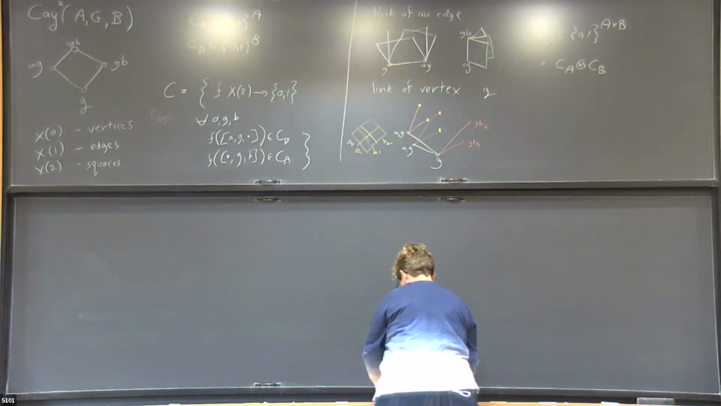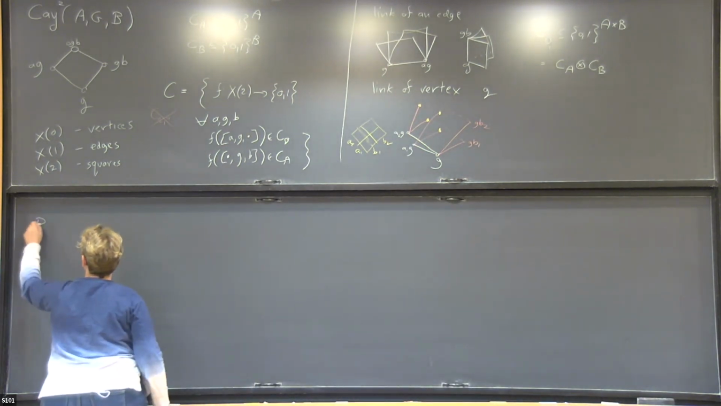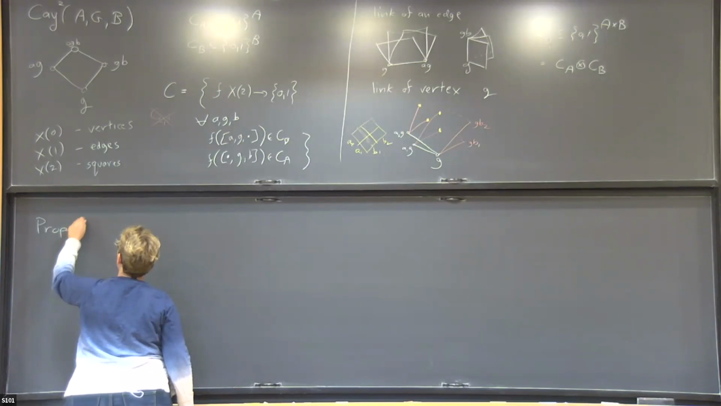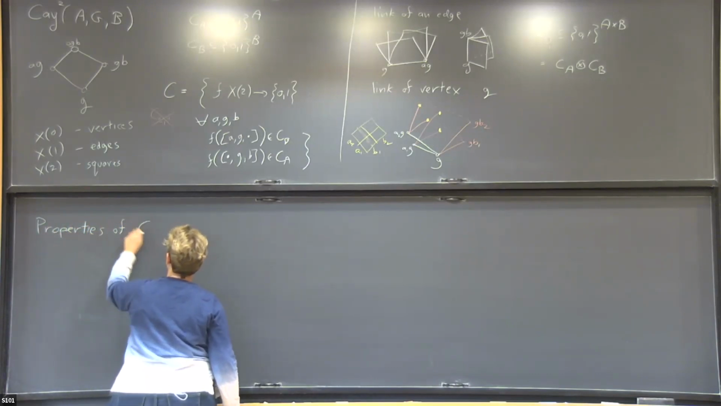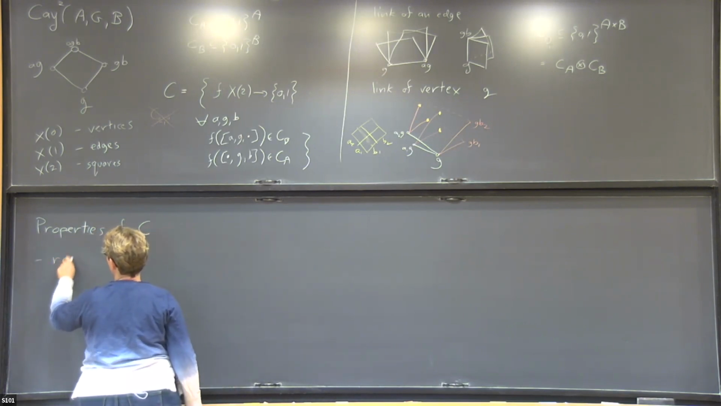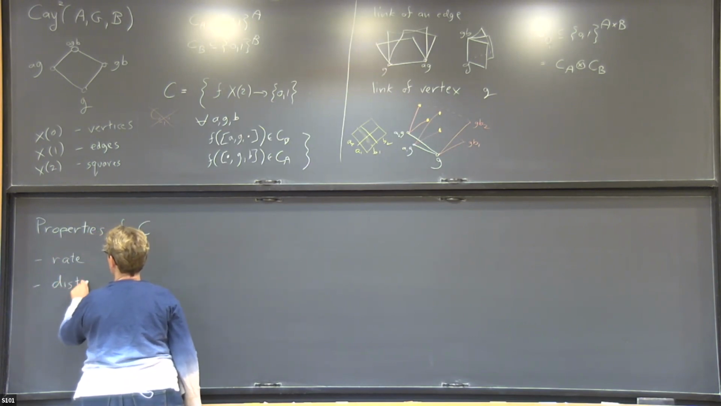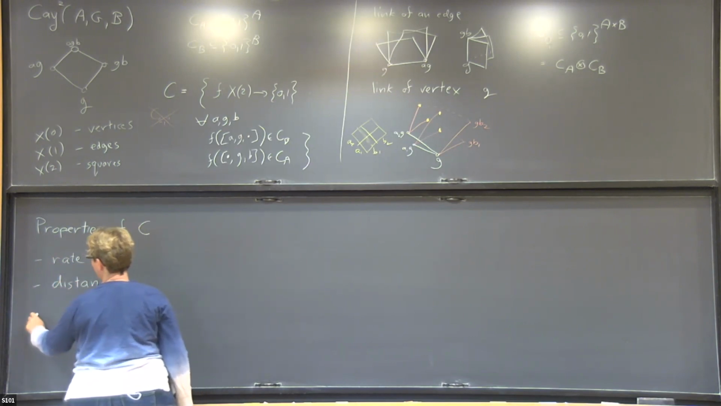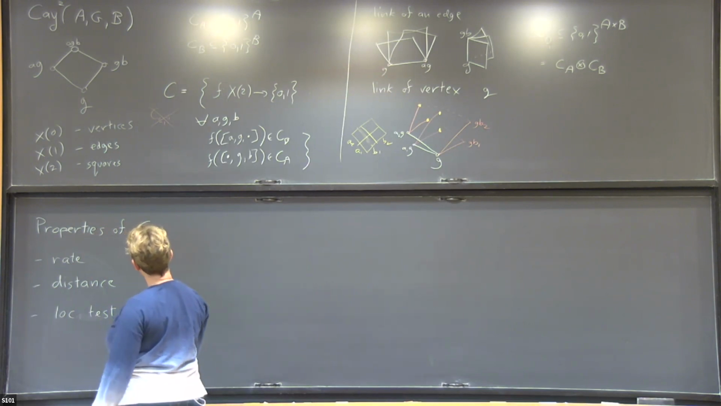Code, and let's talk about the properties of the code. I want to talk about the rate. Maybe we talked about it, but just quickly. And then the distance. And then the local testability. You want to tell us something about CA and CB first, or?